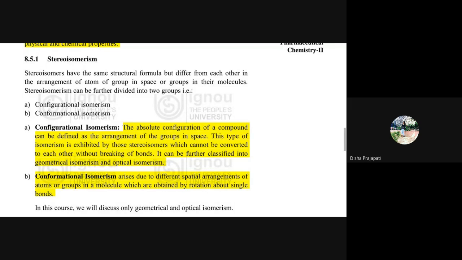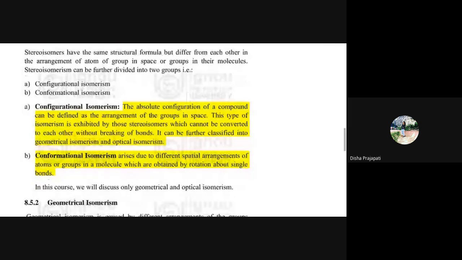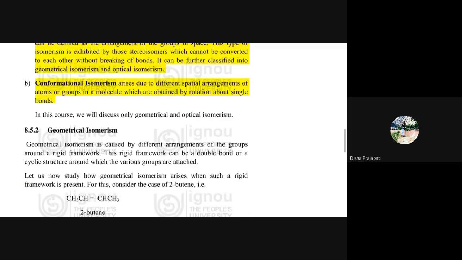The second one is conformational isomerism. Conformational isomerism arises due to different spatial arrangements of atoms or groups in a molecule which are obtained by rotation about single bonds. So we'll discuss one by one. First one is geometrical isomerism.